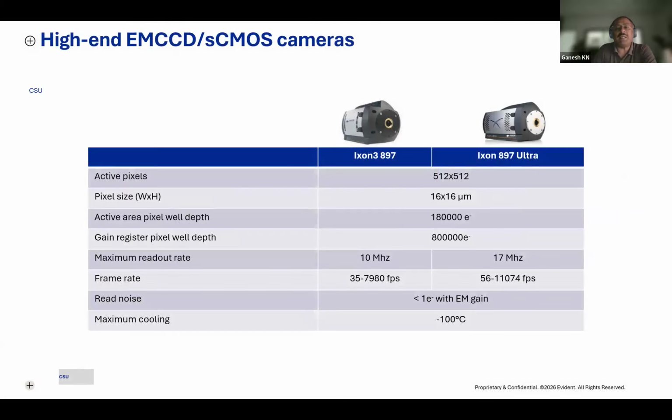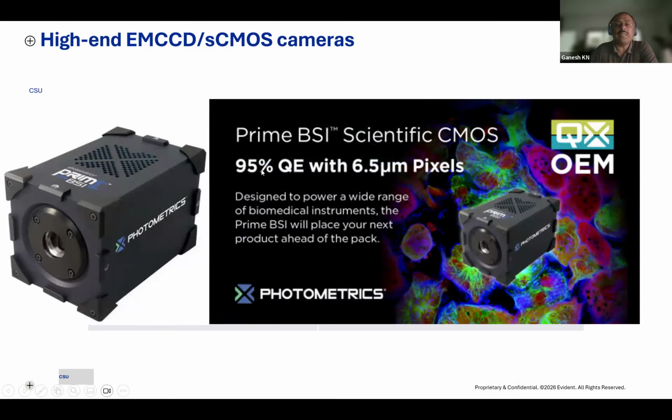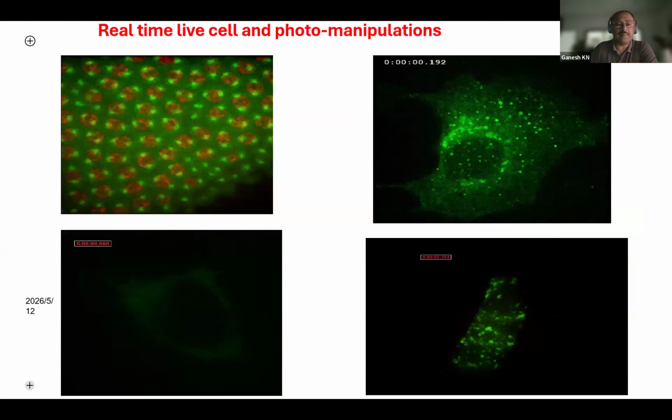The cameras that were earlier used, called EMCCD cameras, have now been replaced by scientific CMOS cameras, which have an ability to go up to 95% quantum efficiency. Pixel sizes are smaller than the EMCCD camera, and it gives you better spatial resolution, high speed of up to 100 frames per second, and better sensing.